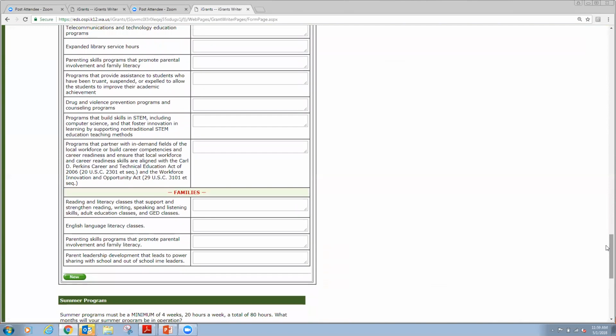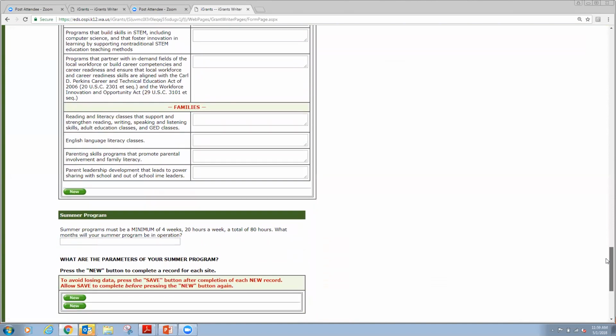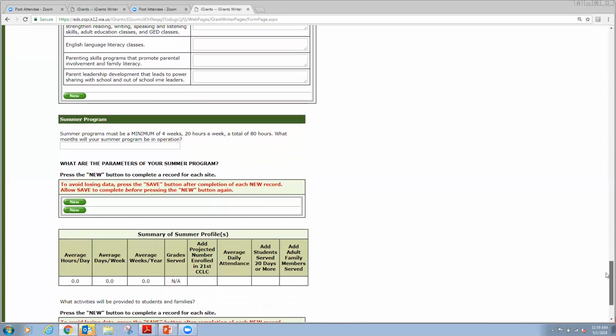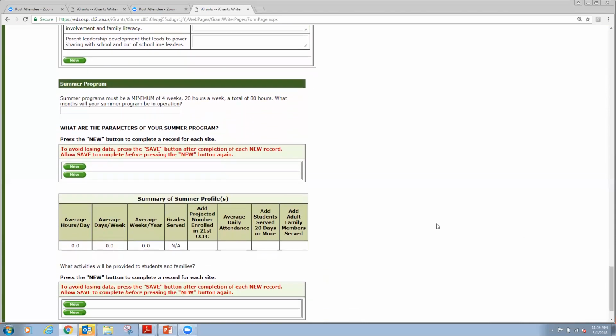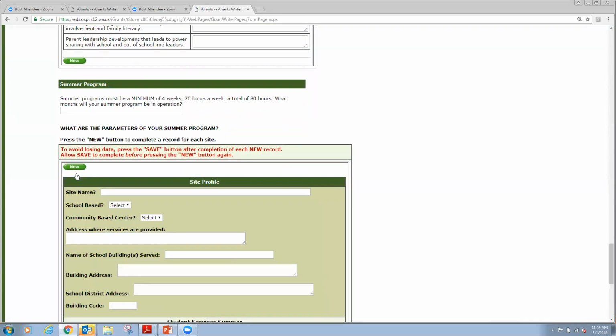And this is where we will want to see your targeted population of students and families, what you propose to be offering for them. And this box here for activities will come up for school year. And then when we get down here to the second half of the page, there's a summer profile that will have to be filled out too. Very similar to school year. Click the new button. You'll fill out your site profile.